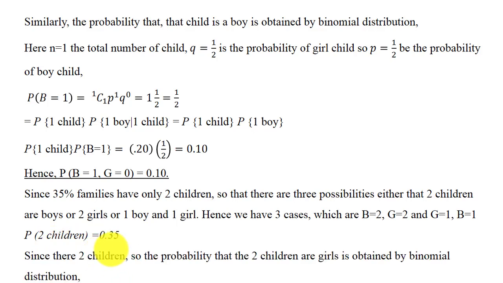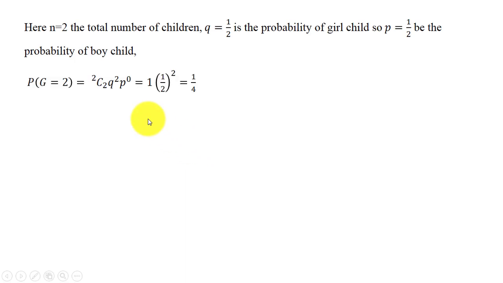Since we have 2 children, assume the first case that the 2 children are girls. By binomial distribution, the probability of 2 girls among the 2 children is obtained as 2C2 q raised to 2 p raised to 0, that is 1 by 4.